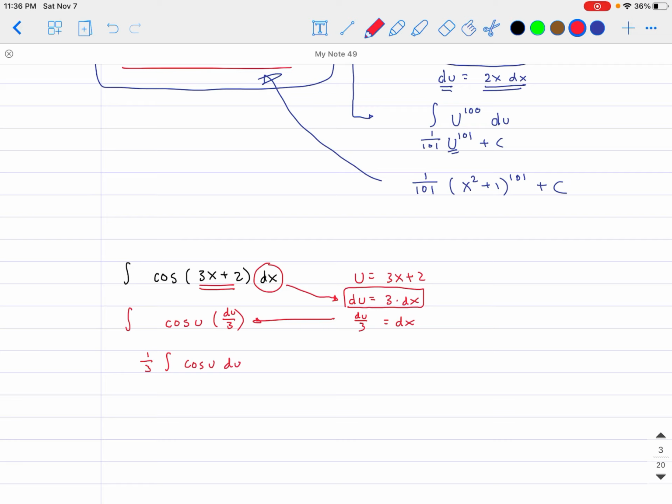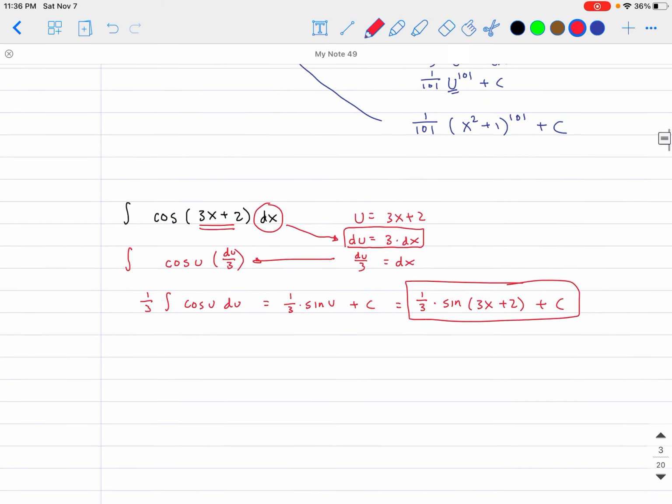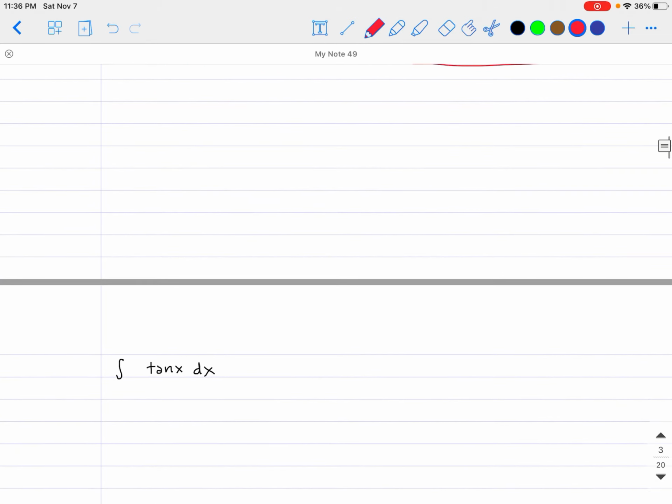What's the antiderivative of cosine? Well, that's just going to be sine. So that gives me now 1 over 3 times the sine of u plus c. Always don't forget the constant. And now we're going to replace u back with its original function. So the antiderivative is 1/3 times the sine of 3x plus 2, and then we have the plus c in the end. Okay? All right, let's look at a few more.